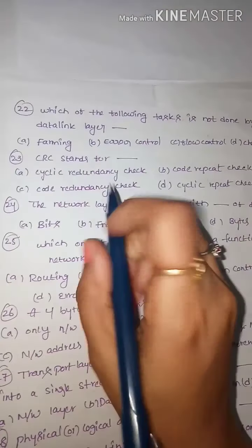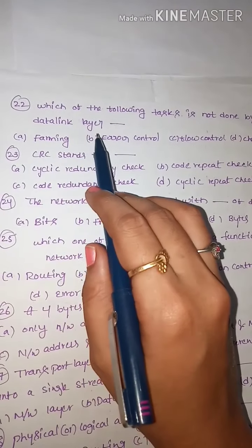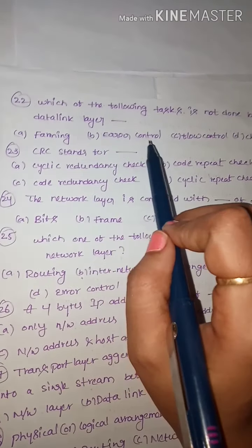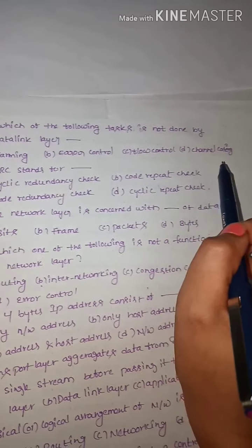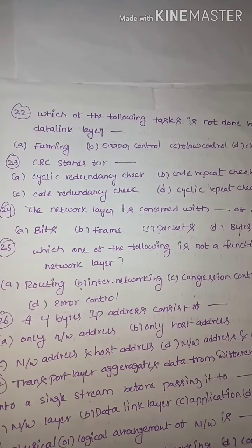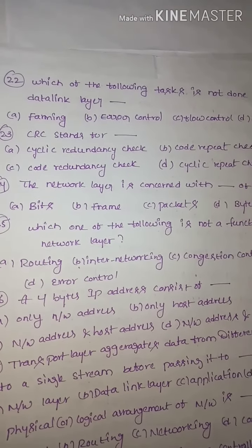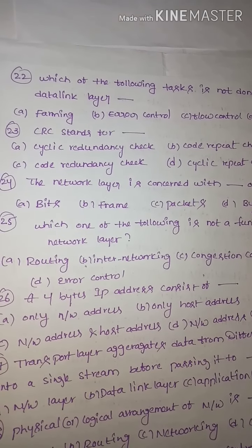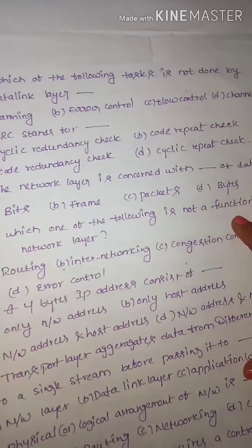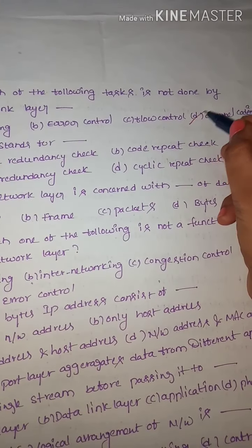Next one, which of the following tasks is not done by the data link layer? Option A framing, option B error control, option C flow control, option D channel coding. Here channel coding is a function of the physical layer. The data link layer mainly deals with framing. So the correct answer is D, channel coding.